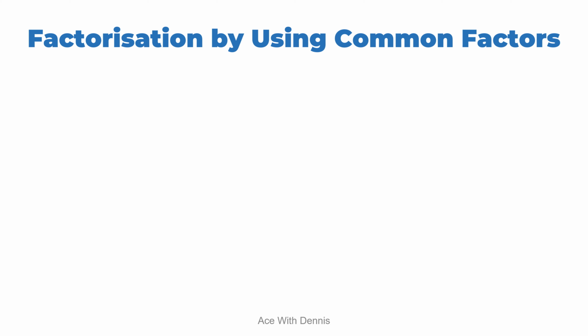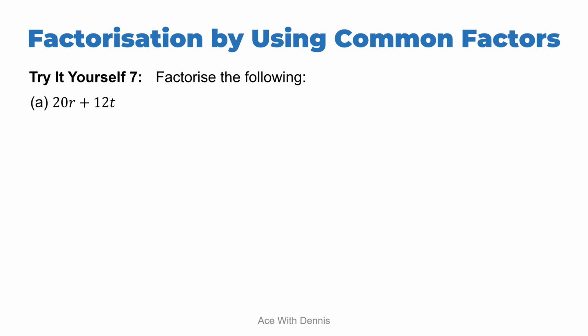Now, let's practice. Try it yourself 7. Factorize the following. A. 20r plus 12t. B. Negative 25qs plus 20st. C. 36abc plus 24bcd minus 18acd. You can pause the video and try to do it yourself.